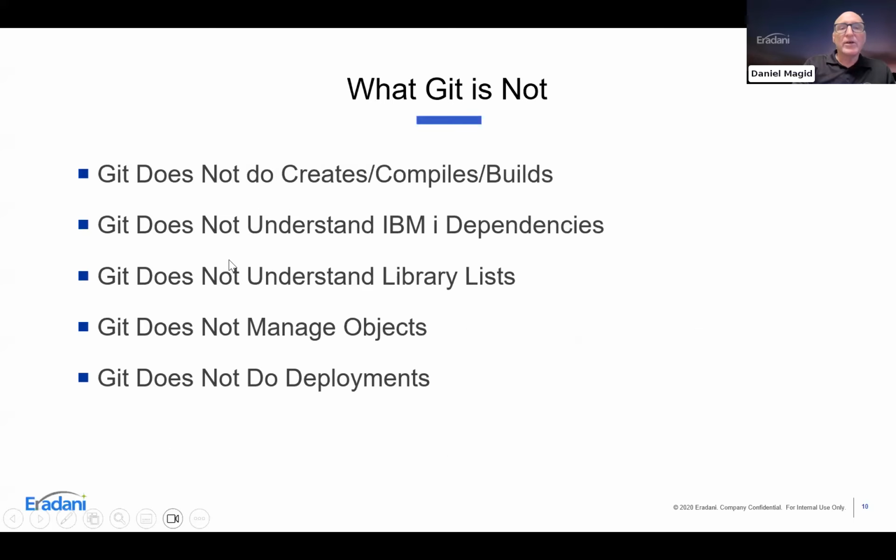Okay. So some of the things that Git is not. Git is a version control tool. That's what it does. It does version control. It does not do things like creating your objects. So if you're used to a typical IBMI traditional change management system, you make changes to things and then you promote it, and it does the build of the code. It builds all the dependencies. It deploys the code out to wherever it needs to run. Git doesn't do those things.